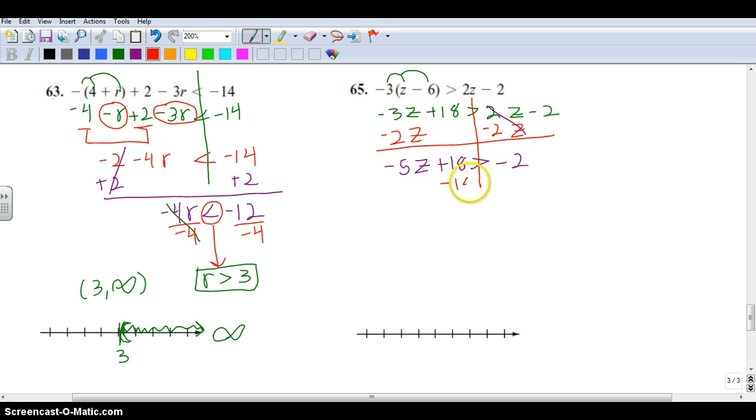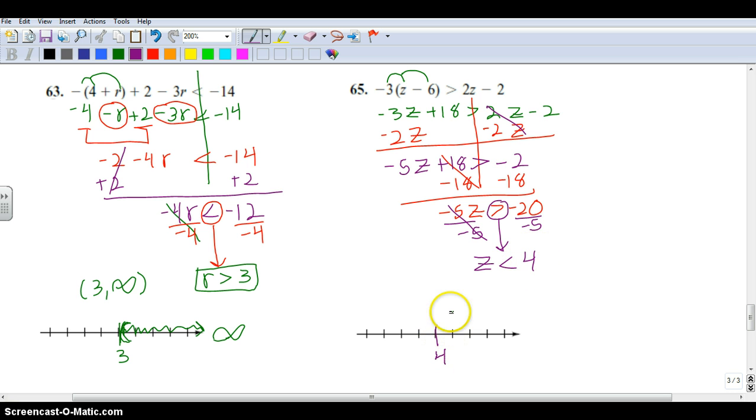And then we're going to subtract 18 from both sides. So negative 5z is greater than negative 20. And then next we're going to divide by negative 5. Circle it to remind yourself that there's going to be a flip. You're going to flip that there. So it becomes less than 4.